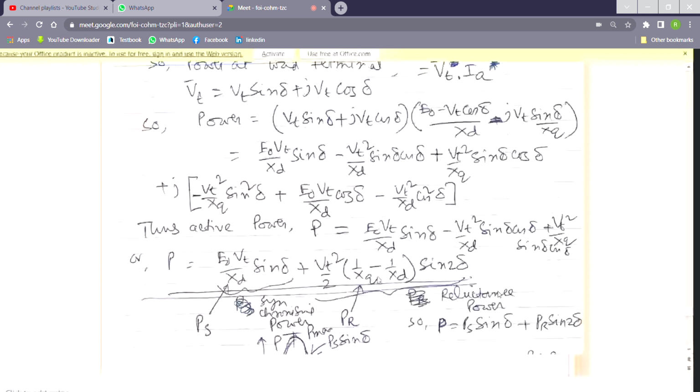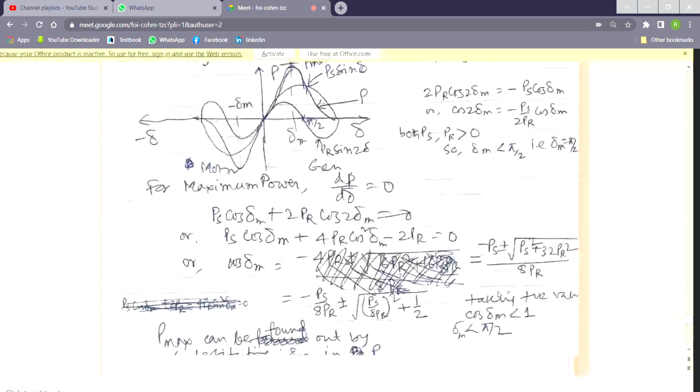Now this part is the reluctance power, VT square by 2 times 1 by XQ minus 1 by XD sin 2 delta. So now, in a simple way, we can write P equal to PS sin delta plus PR sin 2 delta, where PS is the coefficient of synchronizing power and PR is the coefficient of reluctance power. And PS is given by E0 VT by XD, and PR is given by VT square by 2 into 1 by XQ minus 1 by XD.